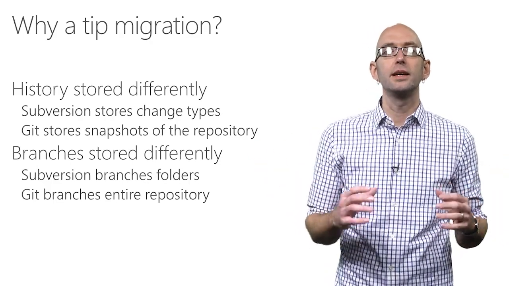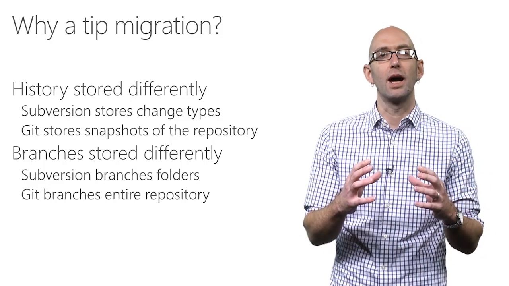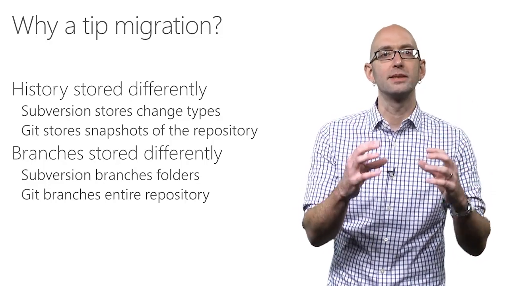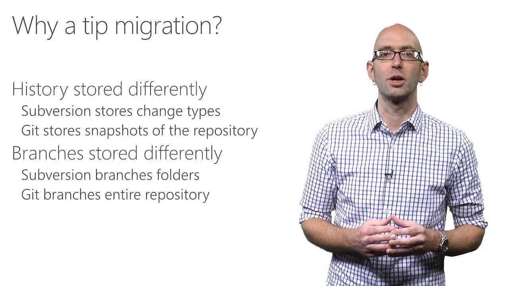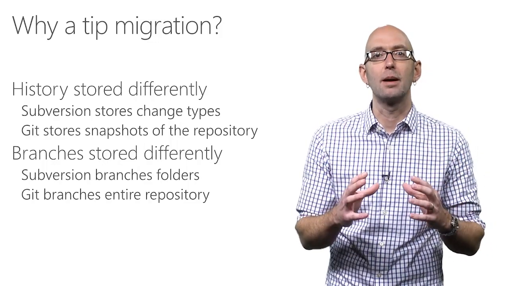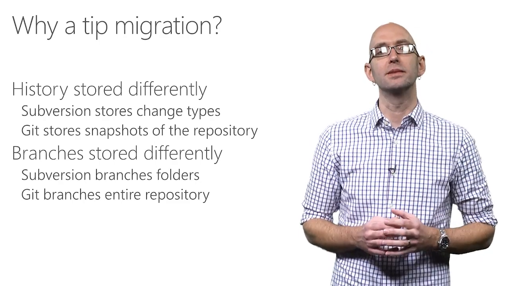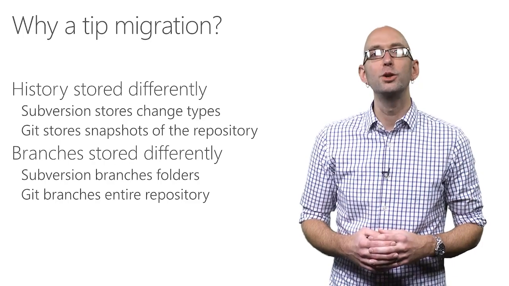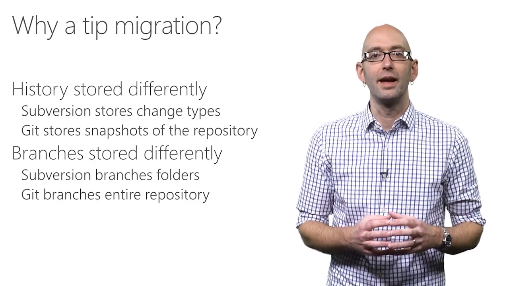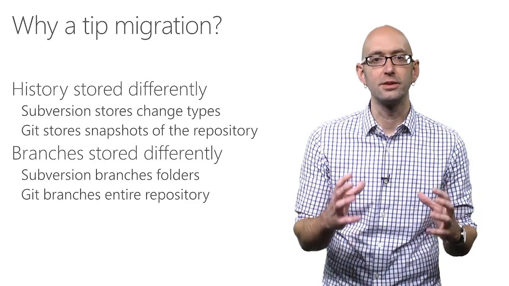In contrast, Git stores history as a snapshot of the tree at a point in time. So it uses heuristics to try to guess when a rename occurs, but it can't match the operations exactly to what happened in Subversion. Since there's no way to translate history accurately, you probably won't actually be able to get rid of your old Subversion server.